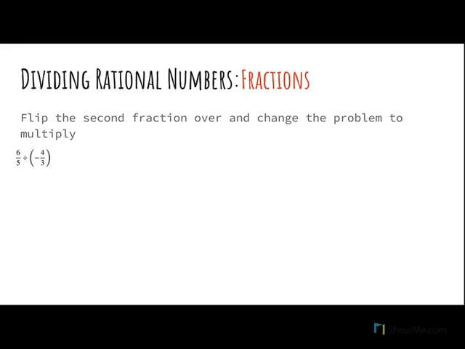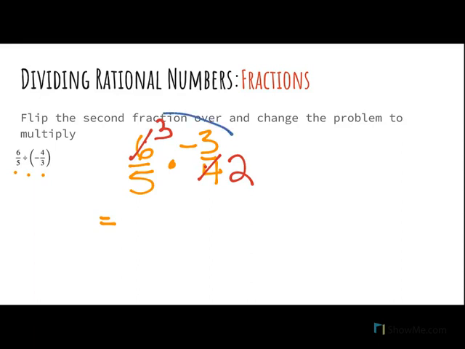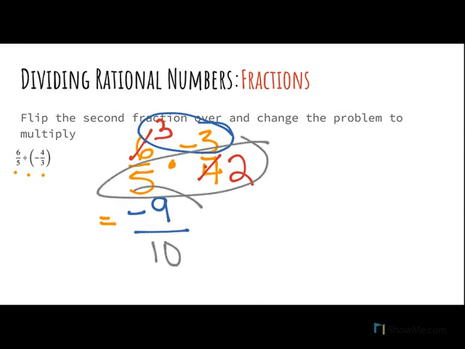Okay? So let's look at an example like that. Dividing rational numbers with fractions. So we're going to flip the second fraction over and change the problem to multiply. So copy dot flip. So 6/5 times -3/4. All right. So now it's a multiplication rule. So I can try and cancel things at this point if I'd like. And if I look at 6 and 4, I know that I could take a 2 out of each of those. So now on my top, I have 3 times -3, which is -9. On my bottom, I have 5 times 2, which would be 10. And I can't reduce that any farther. So that would be my final answer.